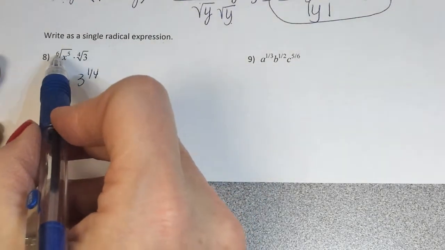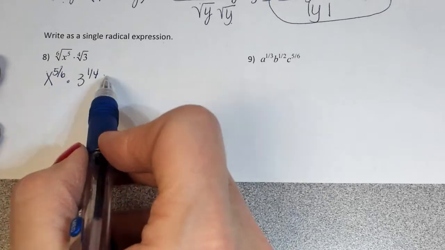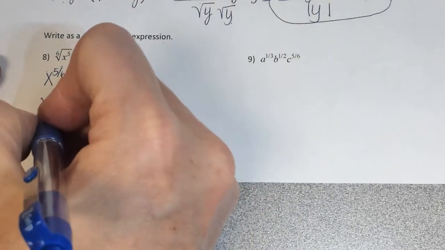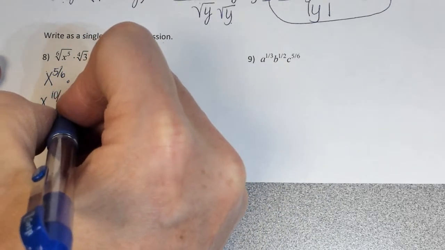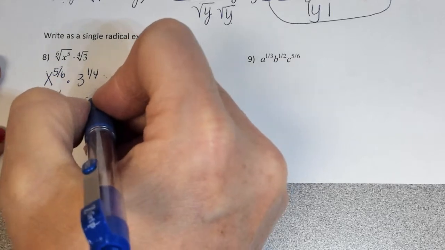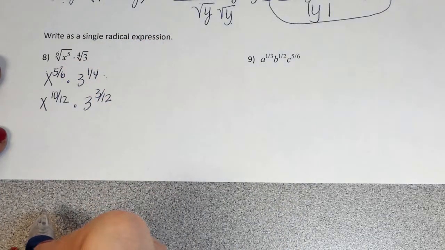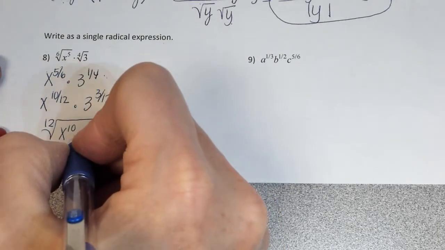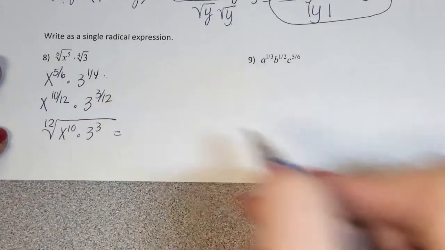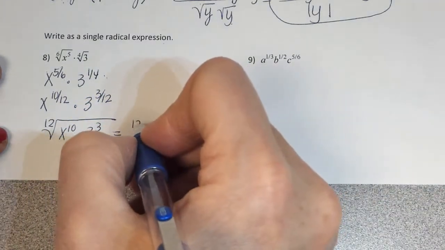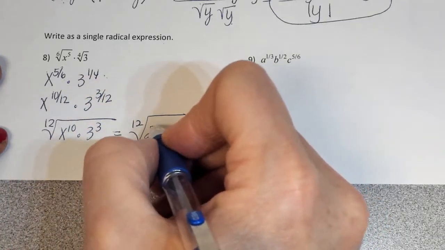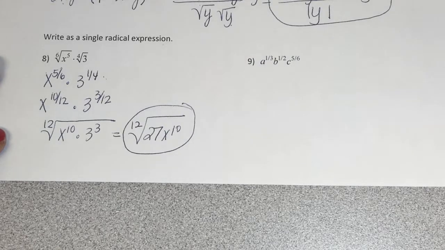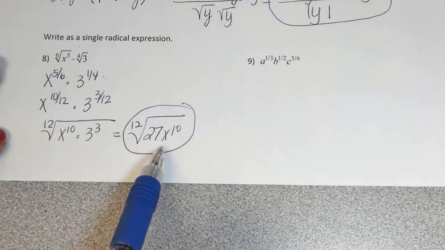If I want to have a common root, I need to have a common denominator. What's that common denominator going to be? 12. So this would be x to the 10/12. This would be 3 to the 3/12. So then I'm going to have the 12th root of x to the 10 times 3 to the 3rd. Well, I should write that as the 12th root of 27x to the 10. So this means the same thing as that.